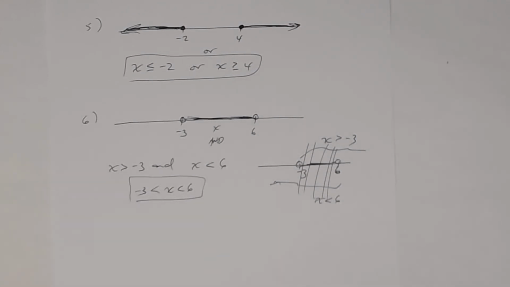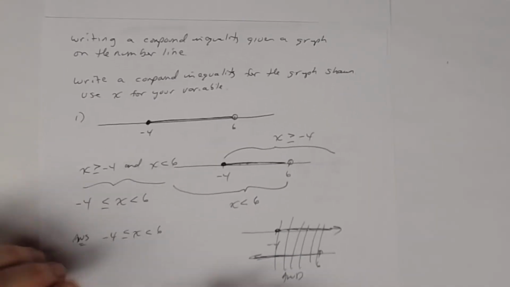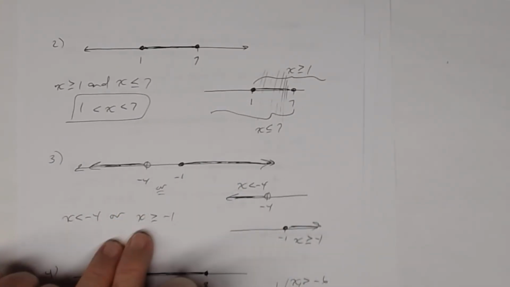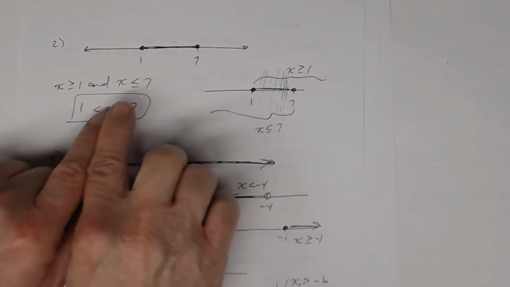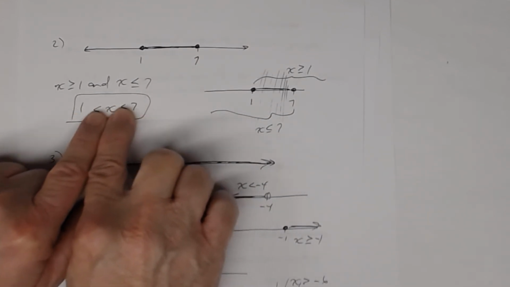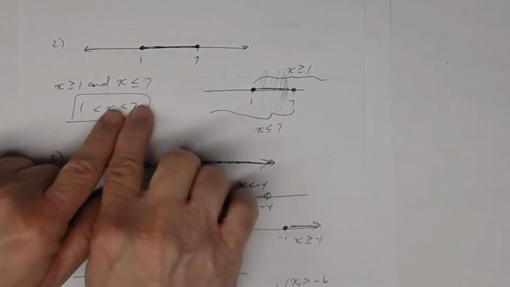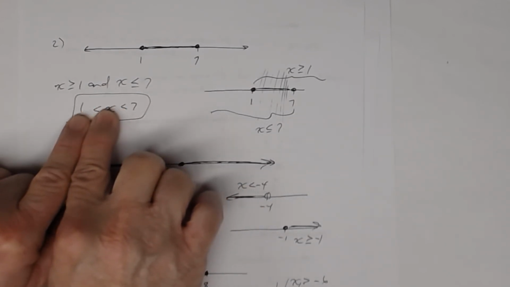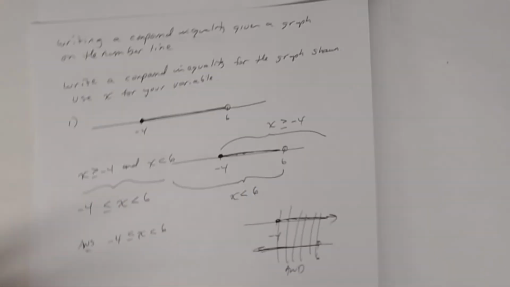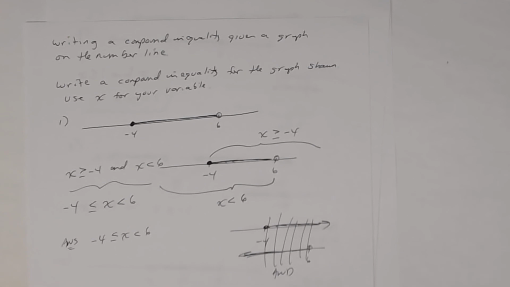All right, so I think you got the handle on this. Whenever you have one graph, you're going to think of the word and. Whenever you have two separate graphs like this, you're going to think of the word or. And when you have an and, you want to write it as that one compound inequality that looks like this. Rather than using the word and, they're probably going to want you to write it like this. Okay? All right, so that is the lesson on writing a compound inequality given a graph on the number line.